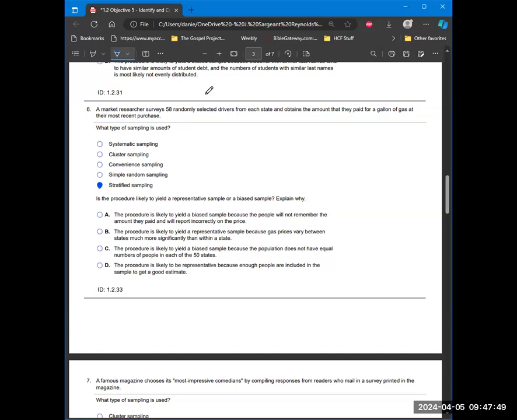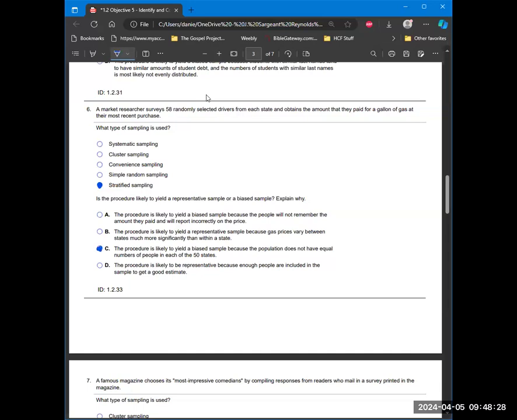They're, each state is a strata, right? That's what's going on there. So, is the procedure likely to yield a representative sample or a bias sample, and explain why? The procedure is likely to yield a bias sample because the population does not have equal numbers of people in each of the 50 states. So that's C.